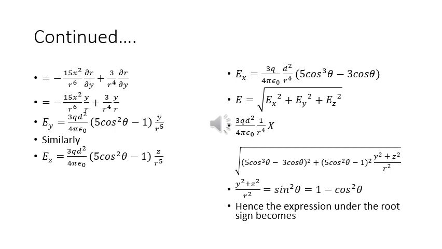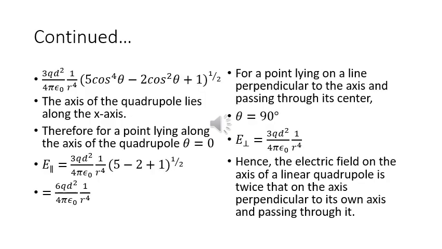Now, (y² plus z²) upon r² is simply sin²θ, which is 1 minus cos²θ. Hence, the expression under the root sign now becomes 3qd² upon 4π epsilon naught 1 upon r⁴ (5 cos⁴θ minus 2 cos²θ plus 1) raised to the power half. The axis of the quadrupole lies along the x-axis.